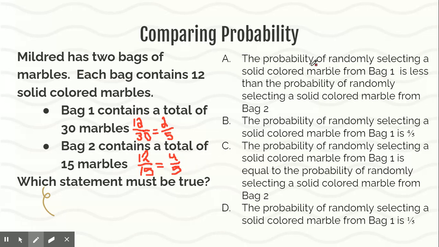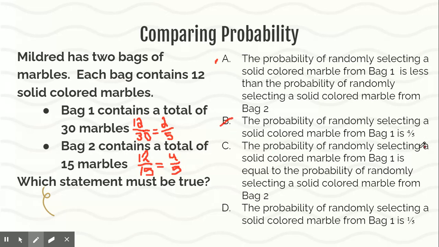So let's look. The probability of randomly selecting a solid colored marble from bag 1 is less than the probability of randomly selecting a solid colored marble from bag 2. Is bag 1 less than bag 2? That's true, because 2/5 is smaller than 4/5. There's 2 fifths and there's 4 fifths, so that could be true. The probability from bag 1 is 4/5? No, it's 2/5 because bag 2 is 4/5, so it's not that one.